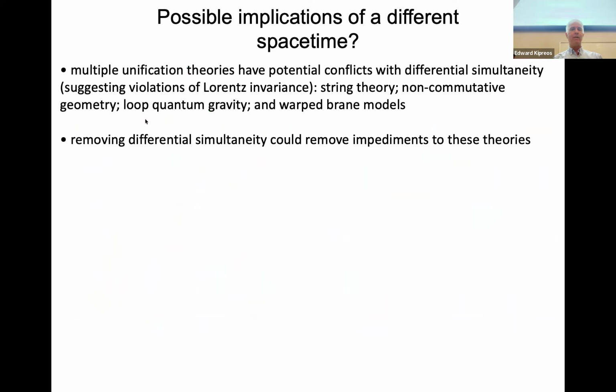So I've only come up with two of these things. So one is that there's multiple unification theories. These are attempts to unify gravity and quantum mechanics, and they have potential conflicts with differential simultaneity. They're suggesting violations of Lorentz invariance, because there's differential simultaneity, and they're saying, well, this causes a conflict. These unification theories are string theory, non-commutative geometry, loop quantum gravity, and warp brane models. And so potentially removing differential simultaneity from consideration could remove impediments to these theories, allowing gravity to be unified with quantum mechanics.